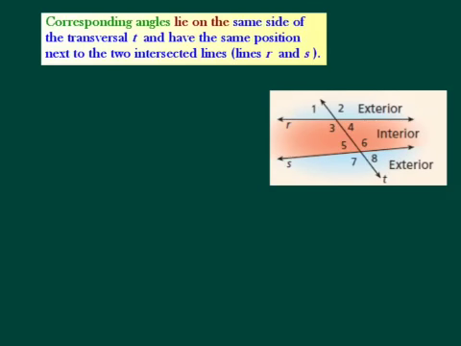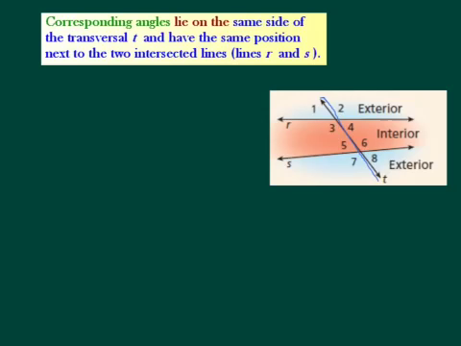The first set of angle pairs are corresponding angles. It's an angle pair, that means there'll be 2 angles. The corresponding angles lie on the same side of the transversal. So again, here's our transversal T. They're on the same side, and they have the same position next to the 2 lines R and S.